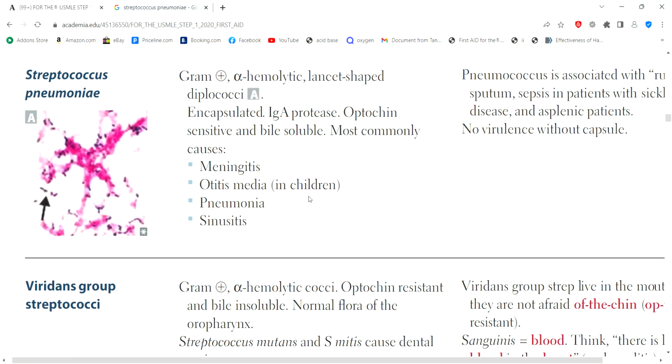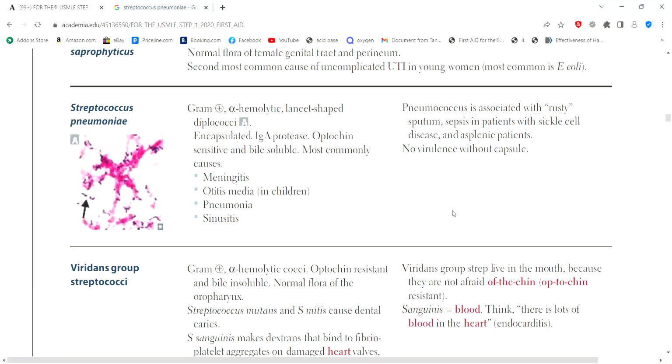Diplococci. Now, it is encapsulated. It produces IgA protease. What is IgA protease, you ask? IgA protease is something that breaks IgA down.